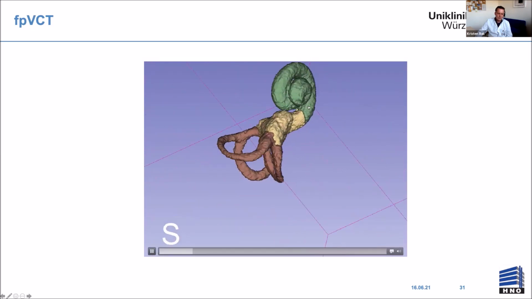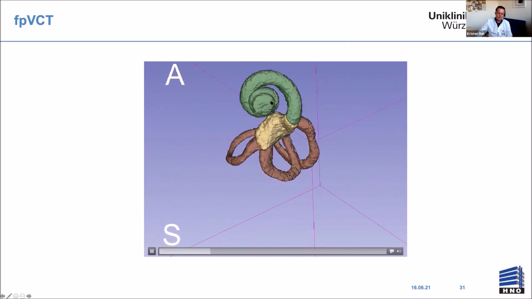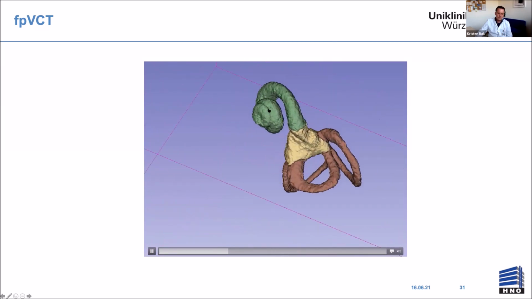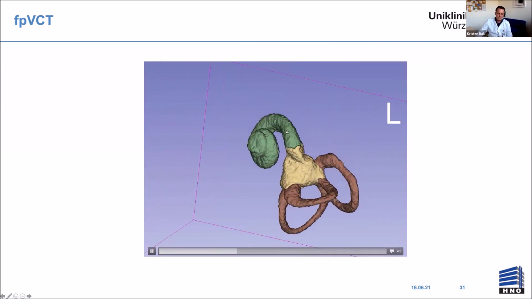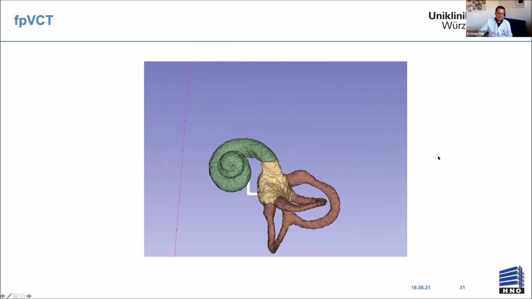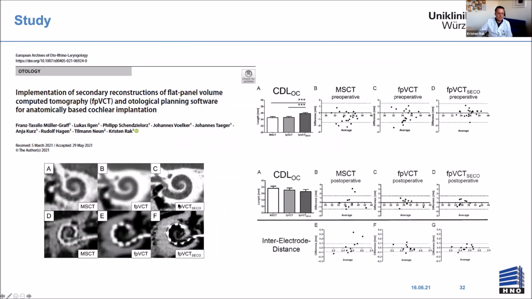This is now a resolution of 50 micrometers from a clinical flat panel volume CT, and that's approved for this system. So we are quite happy that we can use this and do our postoperative measurements with it. We have also just published a paper where we compared this flat panel volume CT in the AutoPlan software, and you can see here another possibility of this technique.